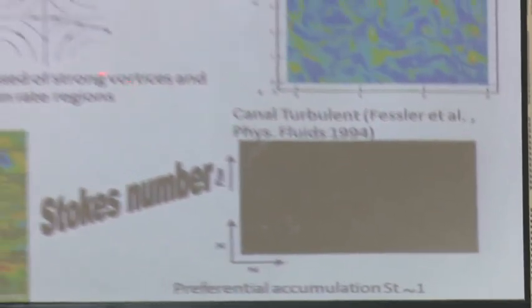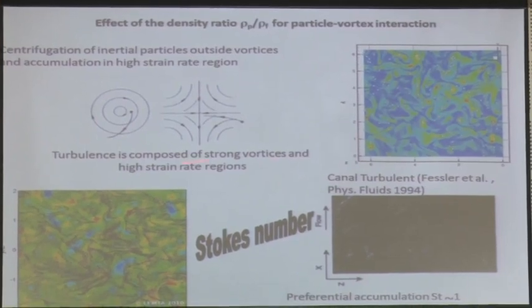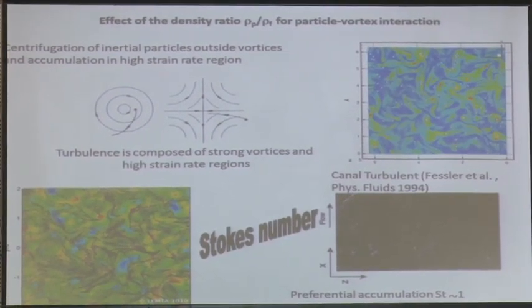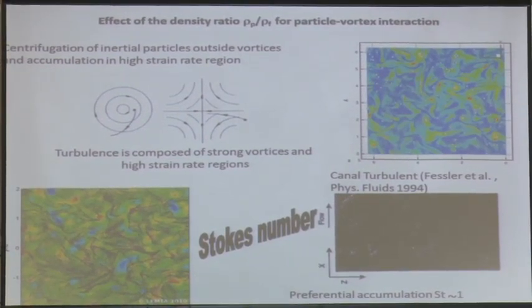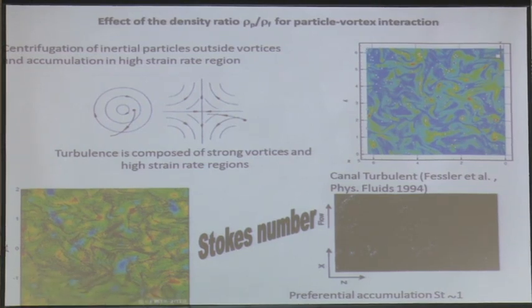Summary. Turbulence is composed of strong vortices. We know now that within these vortices, the trend is that particles which are denser than the fluid go outward, and bubbles which are lighter than the fluid go inward. For now, I didn't consider gravity. I'm going to talk about the effect of gravity in a few minutes.